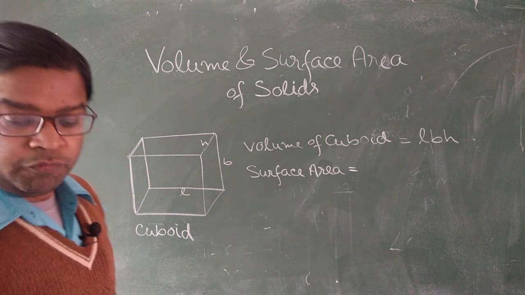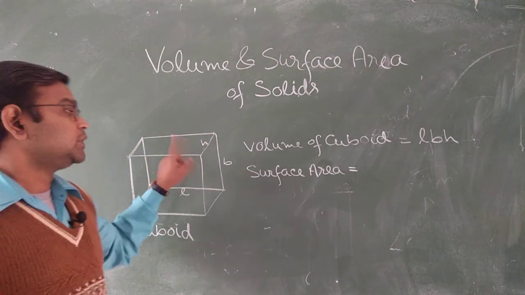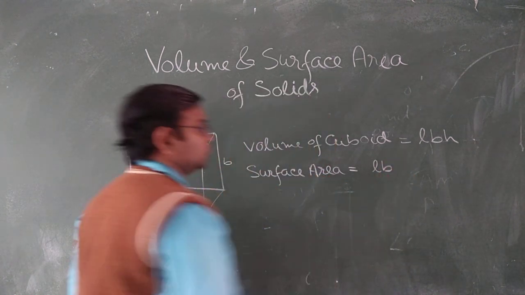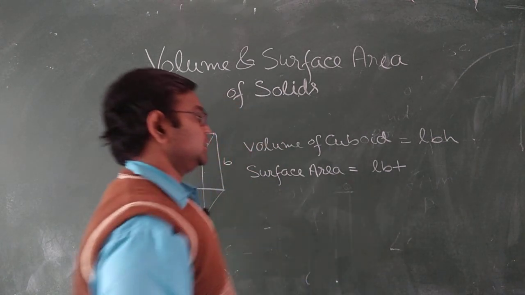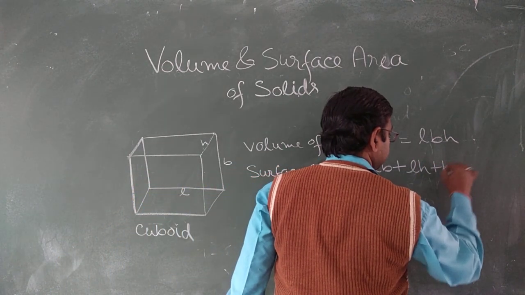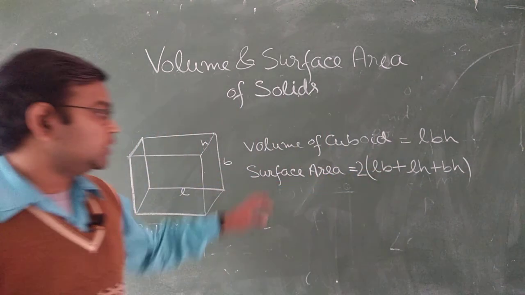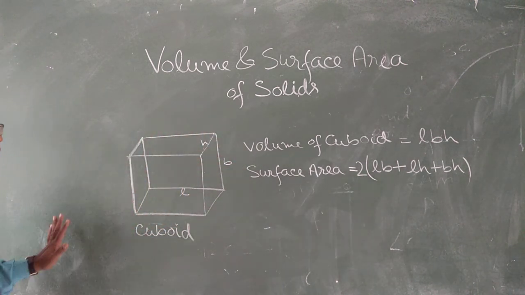So we have to find out each rectangle's area one by one. We can write L into B for top and bottom. Then one of the lateral sides is L into H and the other is B into H. Though they are in pairs, we multiply this by 2. This is the total surface area of a cuboid. I am talking about cuboid right now.